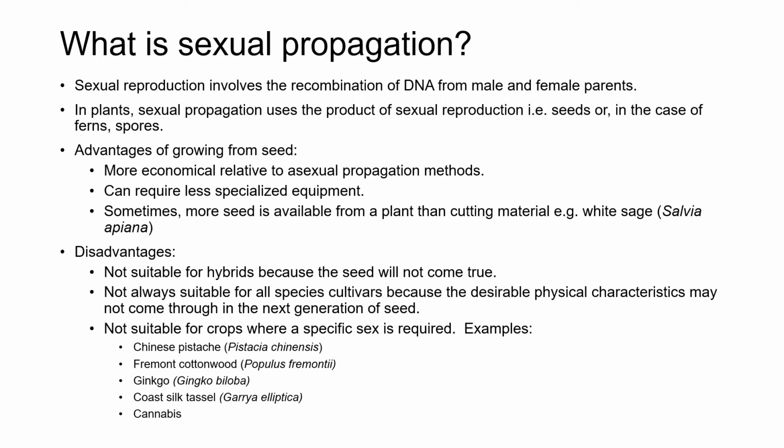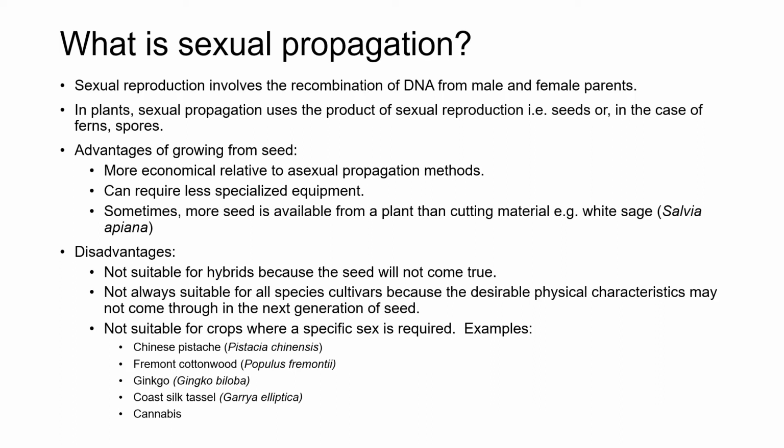The disadvantages of seed are, firstly, that it's not suitable for hybrids, because the seed from hybrids won't come true to the parents. Hybrids have to be propagated clonally using asexual methods. Seed isn't always suitable either for non-hybrid cultivars, because the desirable physical characteristics for which the cultivar was selected in the first place may not be reproduced in subsequent generations produced from seed after meiosis has taken place.